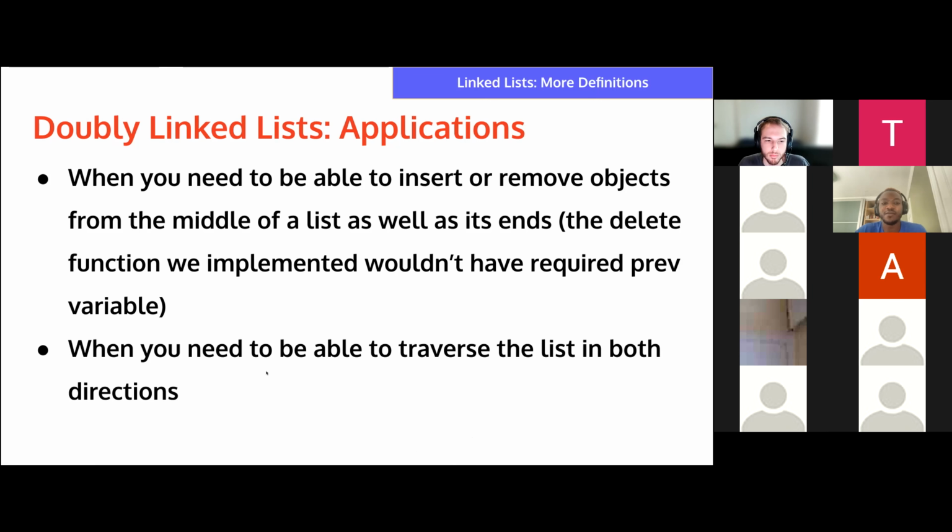And the other application is when you want to traverse the list in both directions. Remember, for a single linked list, you can only traverse the list from the head node to the tail, so just one direction, because you only have pointers in one direction. But for certain problems, you might want to traverse it in both directions, also from the tail to the head. We'll see in some example problems why you might want to do this. And this is where a doubly linked list comes in.